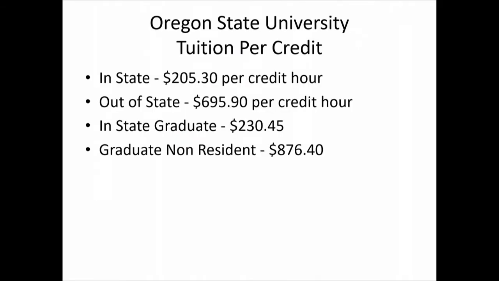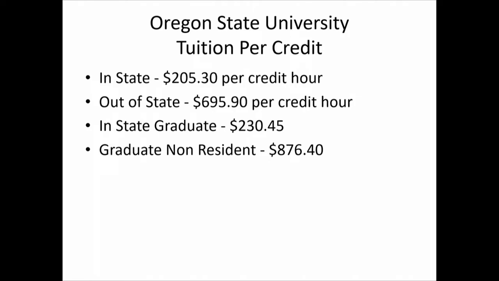And here we go. Oregon State discriminates on price. I don't know if this is still, it's probably gone up since I posted this, but in-state tuition is $200 a credit hour, out-of-state is $700 a credit hour. You've got graduates and non-graduates, you also have online classes, hybrids, and this sort of thing. Oregon State discriminates on price because it's in their interest to do that.